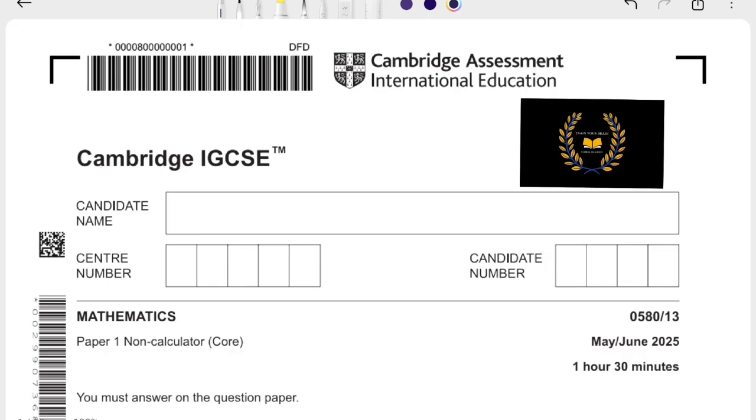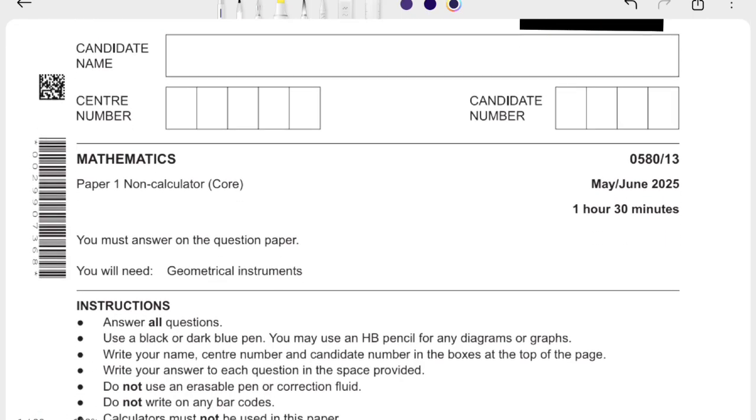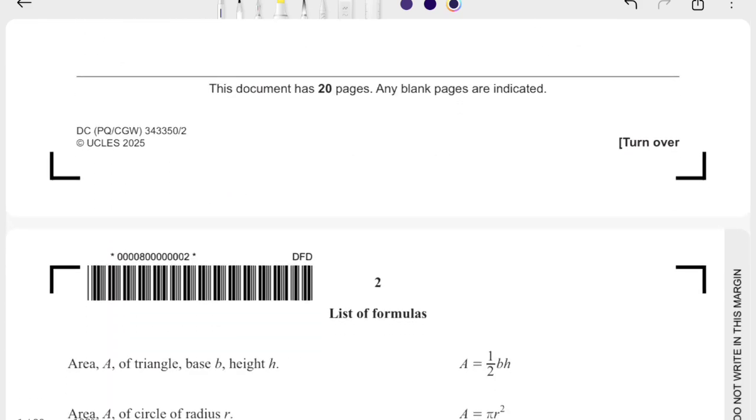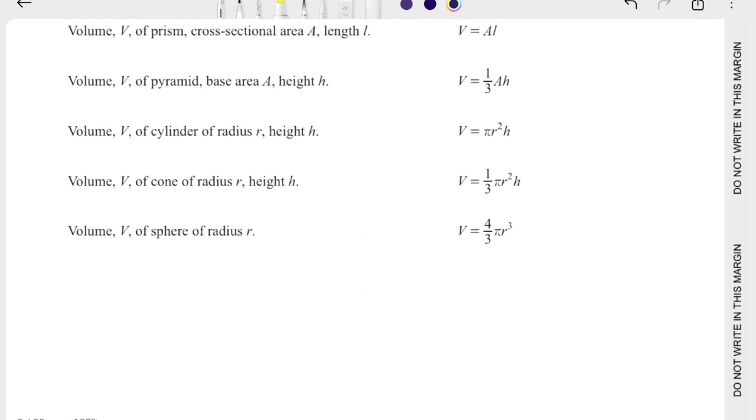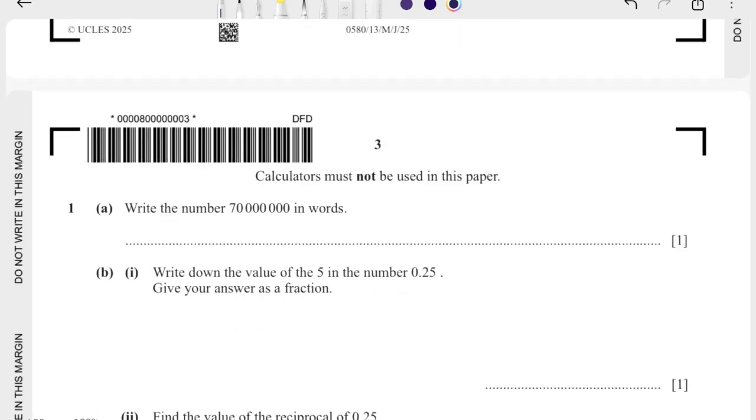Total duration is 1 hour and 30 minutes and it is non-calculator. A list of formulas is given. So let us start from question number 1.